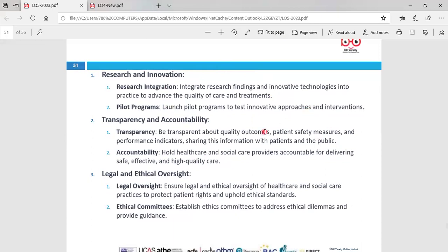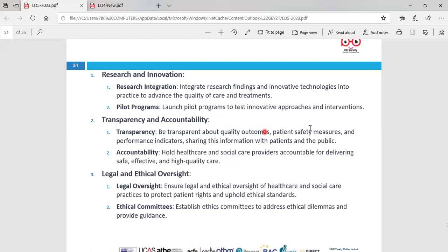Research, so there should be a research committee again in order to disseminate useful research findings, and if you have newer findings, they should be incorporated within your quality of care and treatments. Pilot programs should be run regularly. They don't require much resources and they can be done very easily before doing it in the larger population. So these give you innovative approaches and interventions to try when you're testing them on a smaller population first. So they're safe also.